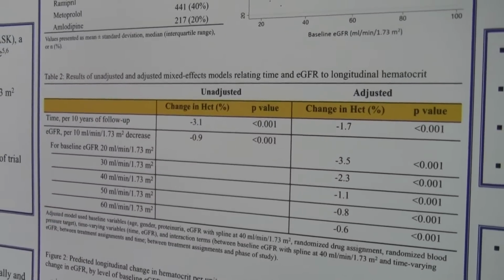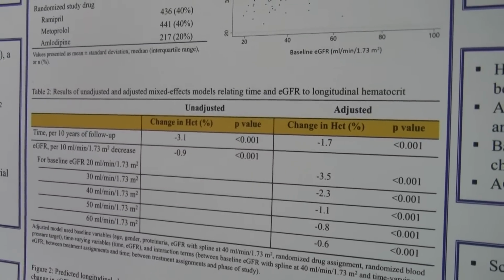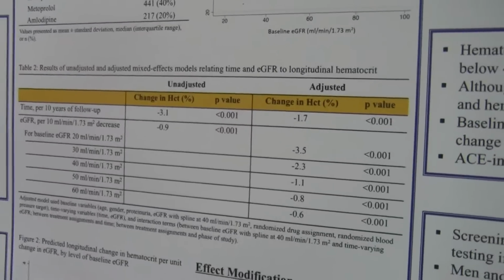the graph over here. In terms of effect modification, we found that even though women start off with lower initial hematocrits, men actually had greater declines in hematocrit per unit change in eGFR when their starting eGFR was less than 40. And those with baseline proteinuria, they had greater declines in hematocrit per unit change in eGFR if their starting eGFR was greater than 40. We also looked to see whether or not ACE inhibitors were associated with a greater decline in hematocrit, and there appeared to be no association with that.